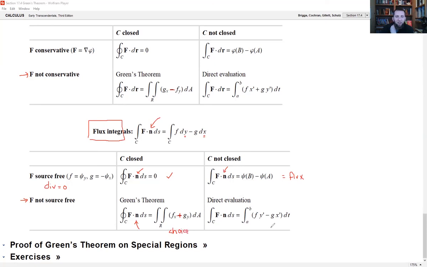And then our hardest option is always to do things directly. And so with our hardest option, we could find the flux or the normal component of the field by evaluating F dy minus G dx.